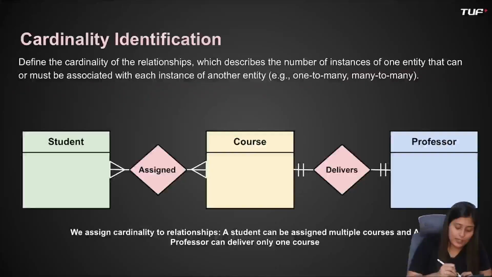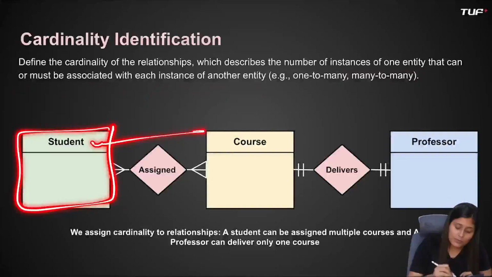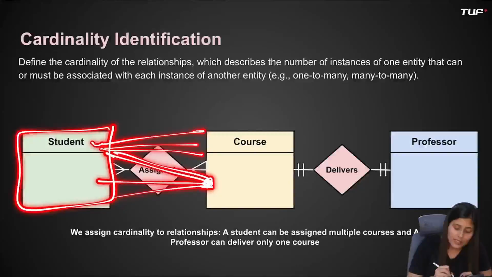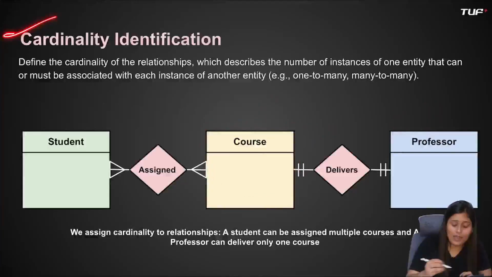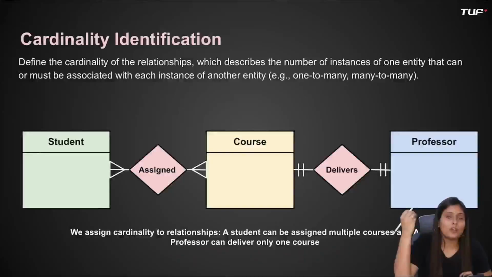So here in the student, one student can have multiple courses, and one course can be taken by multiple students also. So it is like a many-to-many relationship, right? In the case of course, to maintain the quality, one professor is allowed to take one course, so it is a one-to-one relationship. So this is how we identify the cardinality between the entities. So we assign cardinality to relationship. A student can be assigned multiple courses and a professor can deliver only one course to maintain the quality.